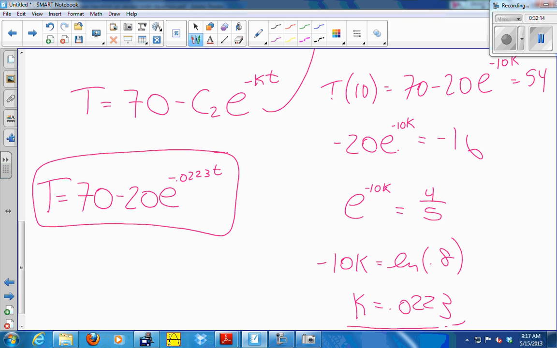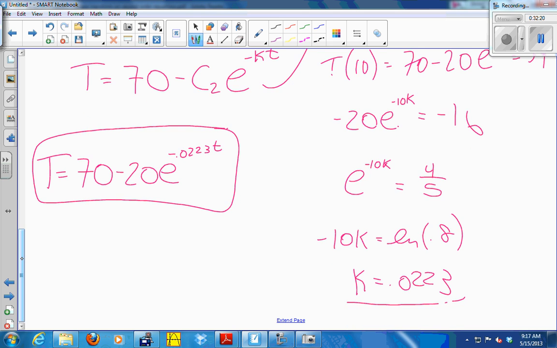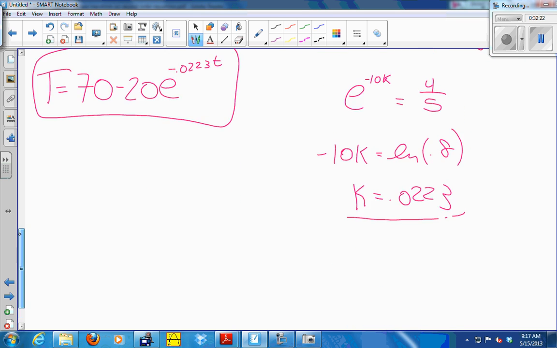Then they asked us, how long does it take for the can of soda to reach 60 degrees? So replace your T with a 60 and solve this equation. You can all do that. Looks like t comes out to 31.08 minutes.